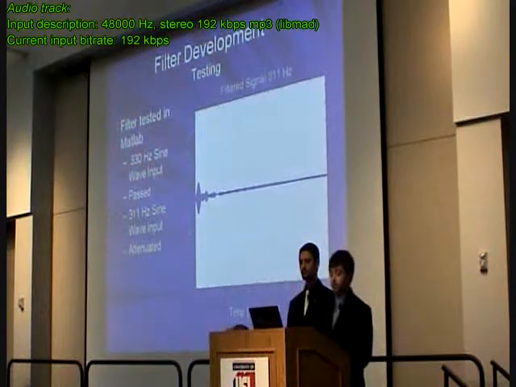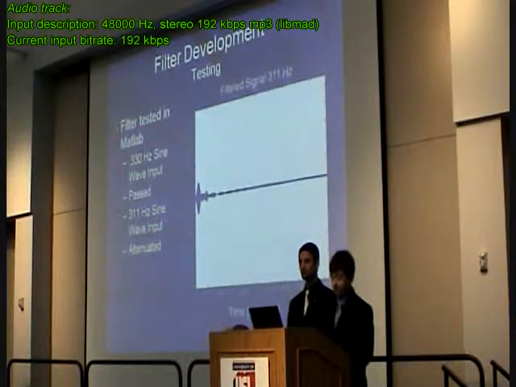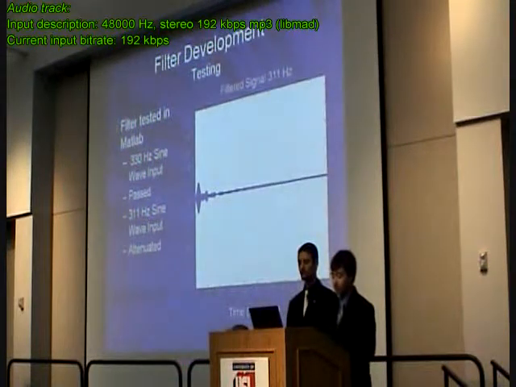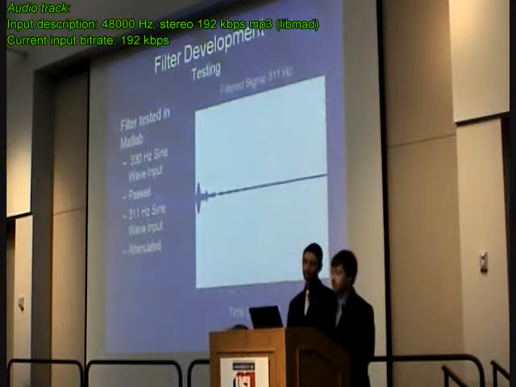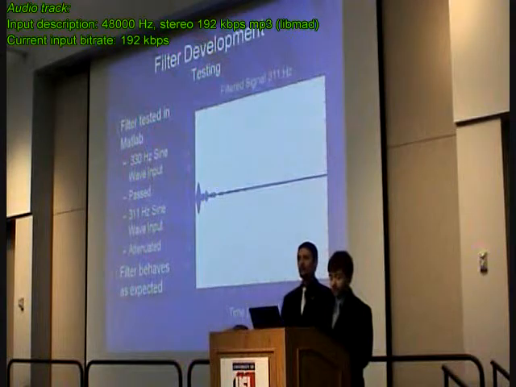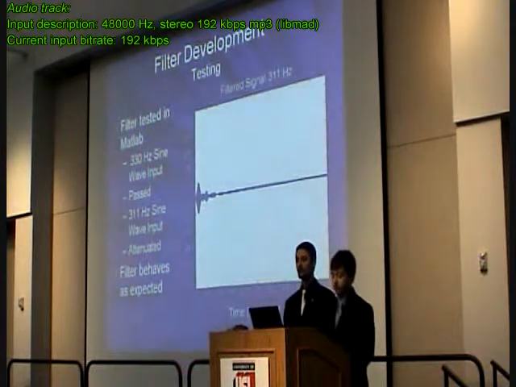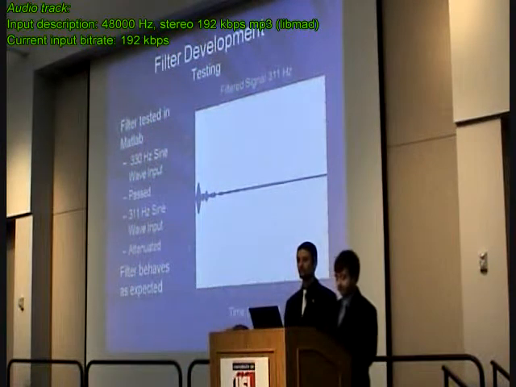To be thorough, a 311 Hz sine wave was input into the 330 Hz filter. As the figure shows, the filtered signal is a sine wave with an amplitude of 10 to the negative third, or about 0.1% of the original amplitude. Again, this result was stable. After these tests and several others, we concluded that our filter was functioning as expected.